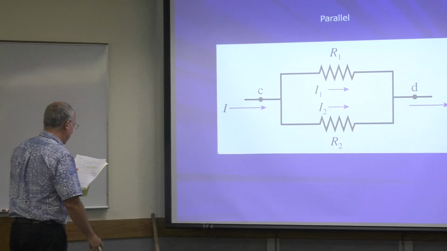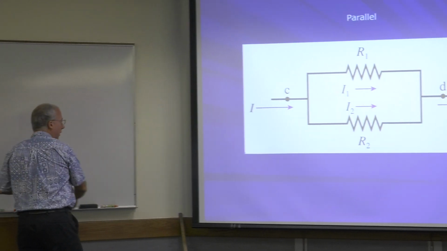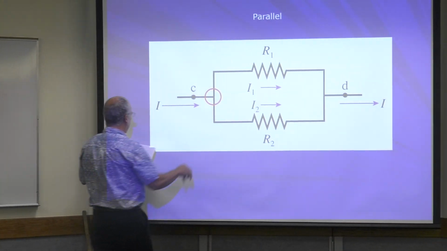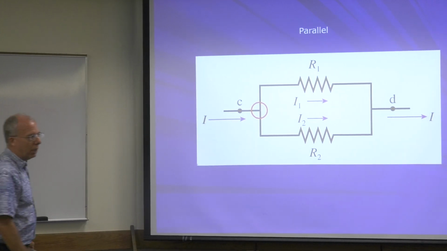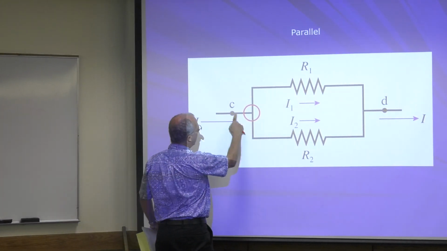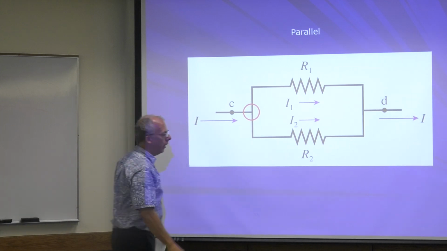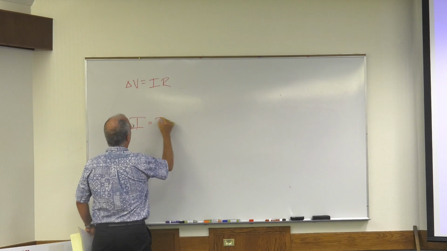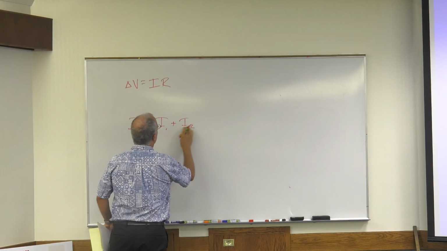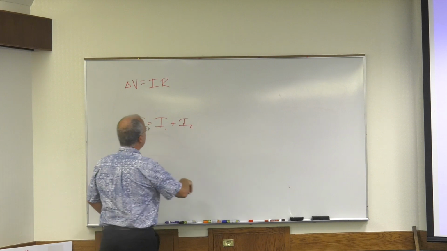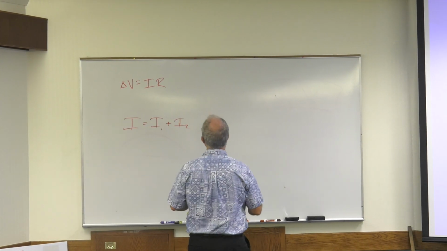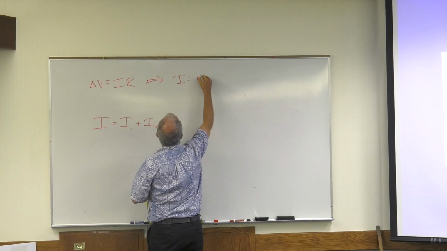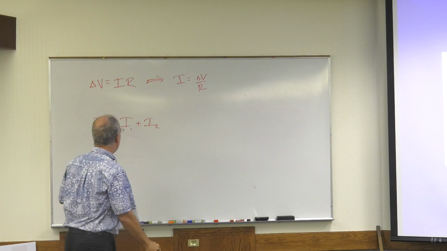Okay, so let's pick a junction. Any junction, it doesn't really matter. Let's pick this junction. What's true at that junction? We have I coming in, I1 that way, I2 that way. Conservation of current. We can say that I equals I1 plus I2. That's I. Now, let's solve for I using Ohm's law. So I equals delta V over R.